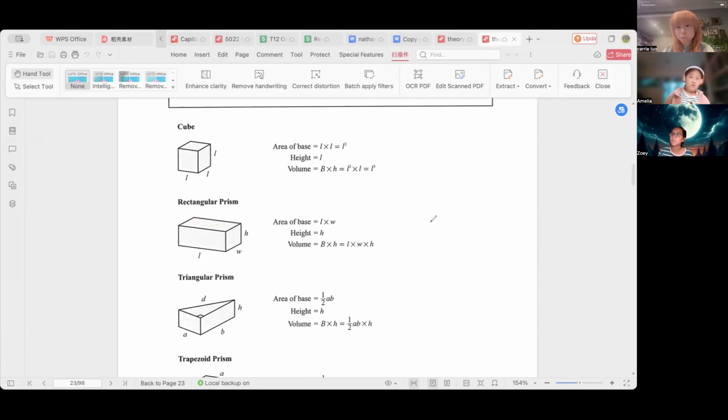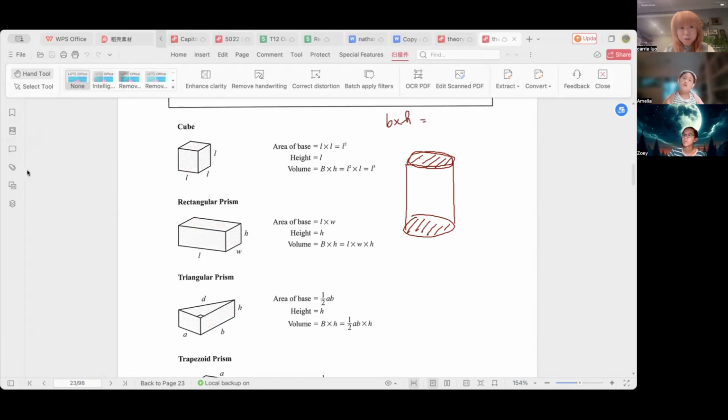For instance, if you have a tunnel, sorry, my drawing is really bad. So this base area, is it the same as this one? Yes, if it is the same, then you can use base times height to calculate the volume.